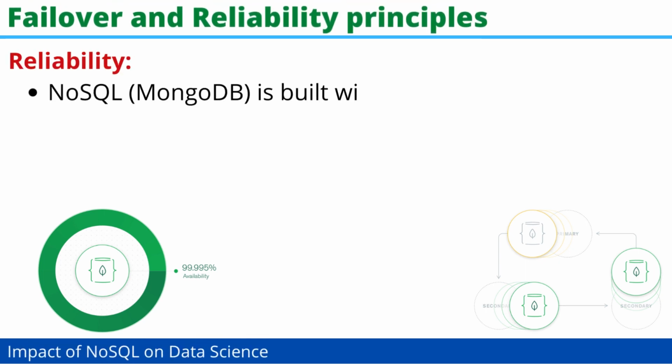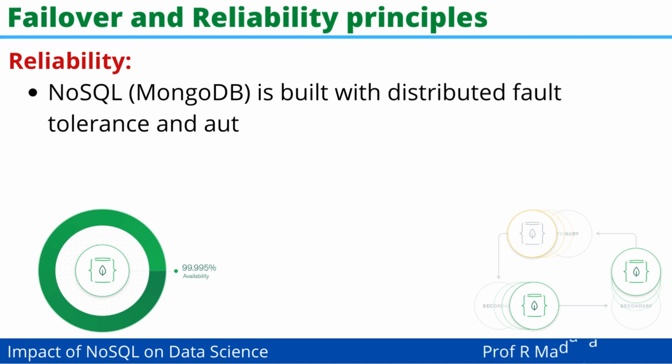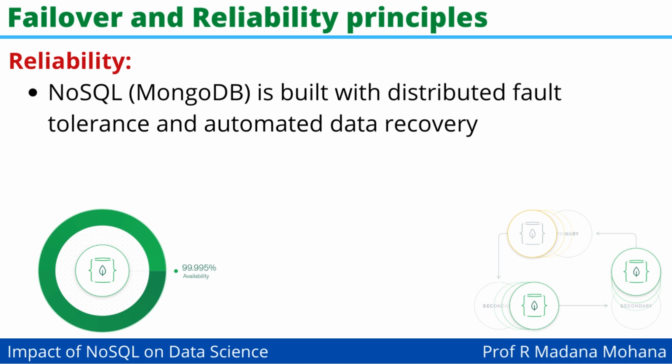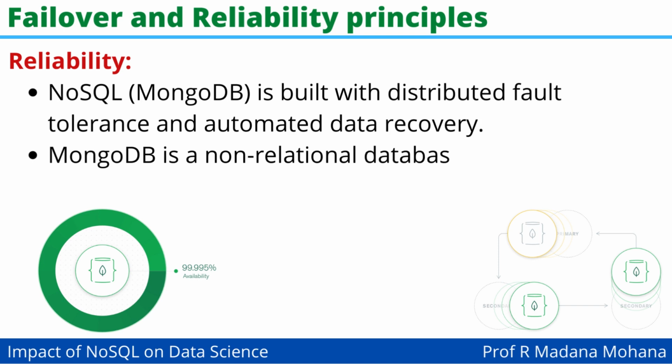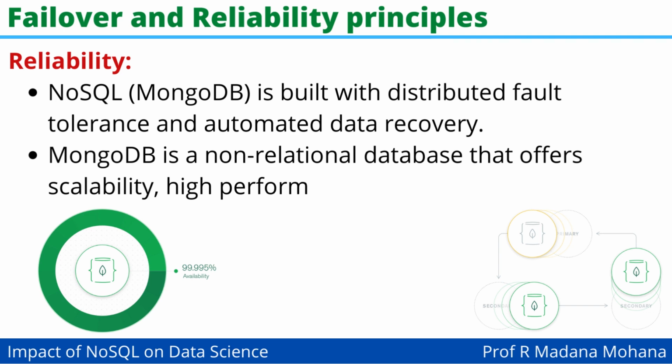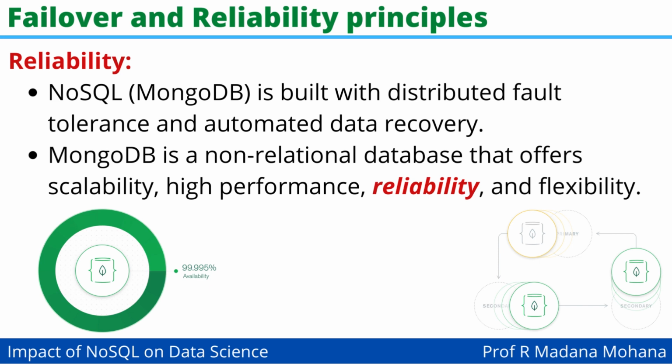Then NoSQL, especially MongoDB, is built with distributed fault tolerance and automated data recovery. MongoDB is a non-relational database that offers scalability, high performance, reliability, and flexibility. Here you can see the availability is 99.995 percent. This is the sample MongoDB.